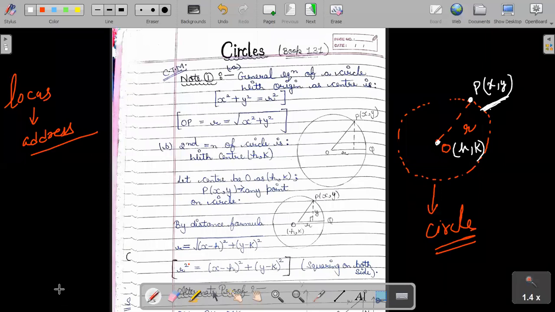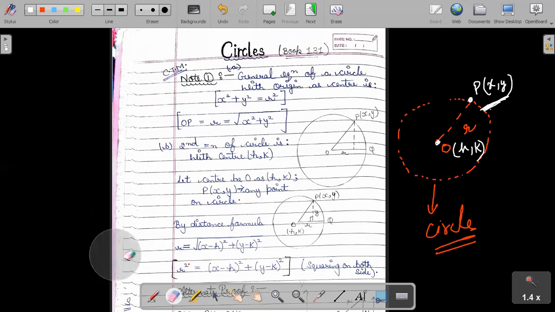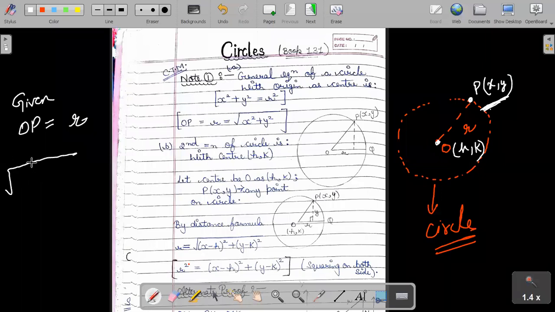Now what is given to me? The distance between O and P is r. Given is OP is equal to r. Now we know the distance formula, so what is OP? How do we find the distance between any two points? It is the square root of (x minus h) whole square plus (y minus k) whole square. So this is equal to r.